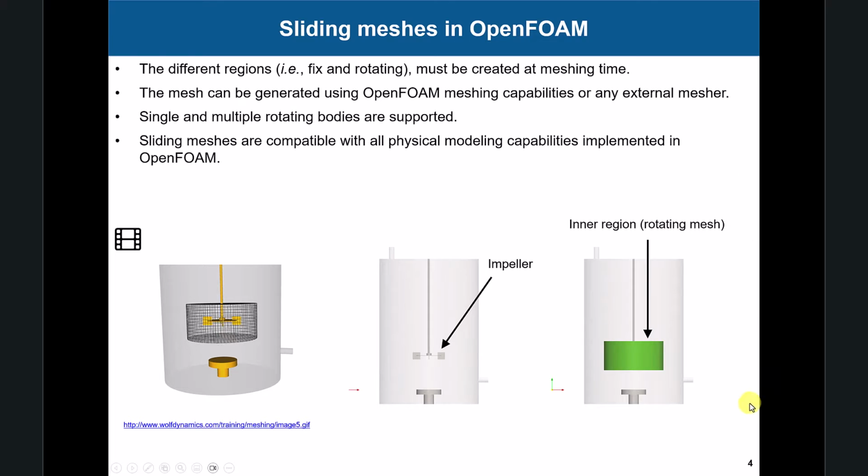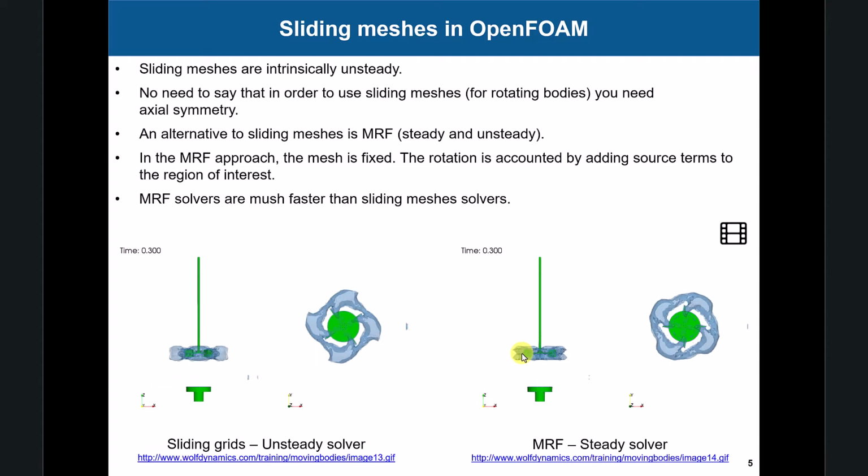Recall that we did it with the Wolf Dynamics logo. We need to create this inner region. In this case, you need to have axial symmetry, by the way. Starting from this region, we can do all the treatment to create the sliding meshes. But at this point, this is fully compatible now to use the MRF approach, which we'll talk about later.